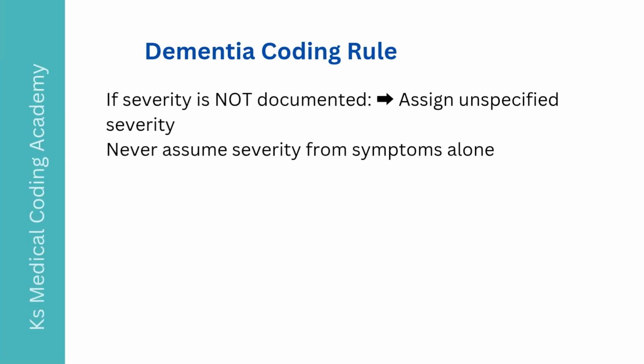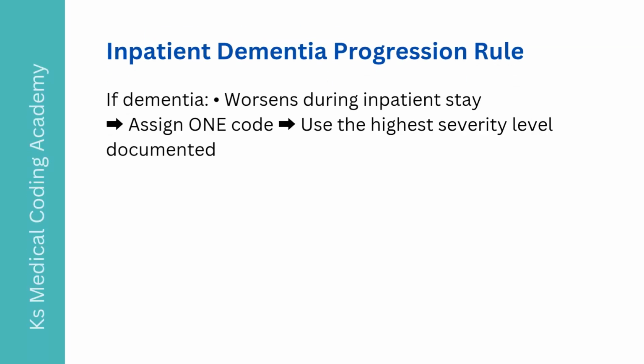Dementia without severity. If severity is not documented, assign unspecified severity. Never assume severity based on symptoms alone. Inpatient dementia progression. If a patient is admitted with dementia and it progresses during the stay, assign only one dementia code, the highest severity level documented.